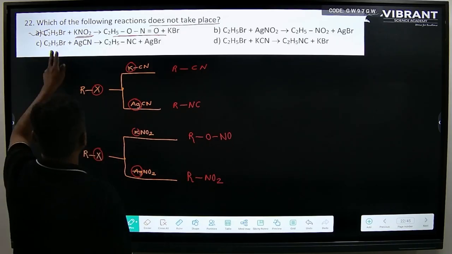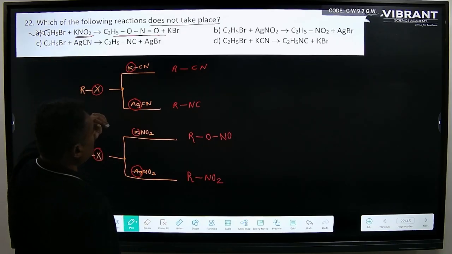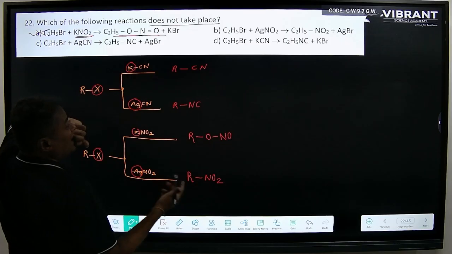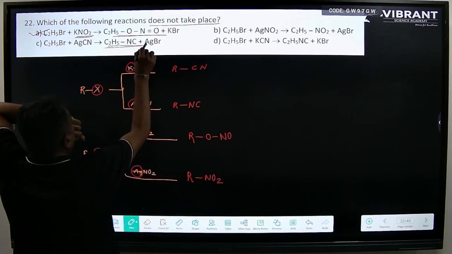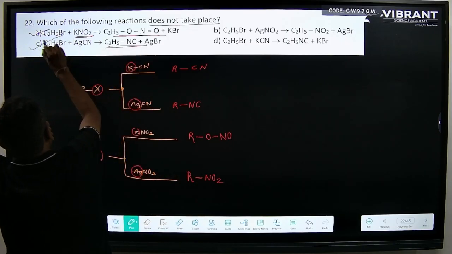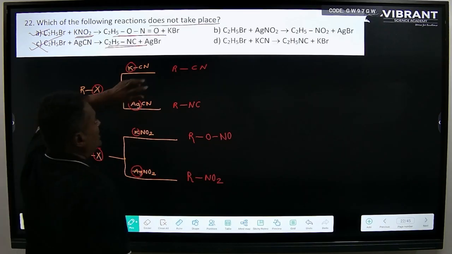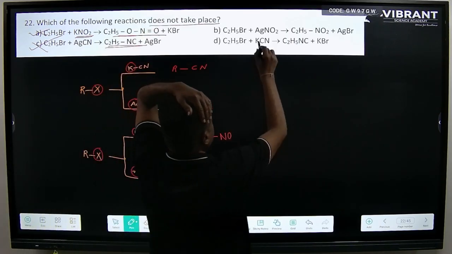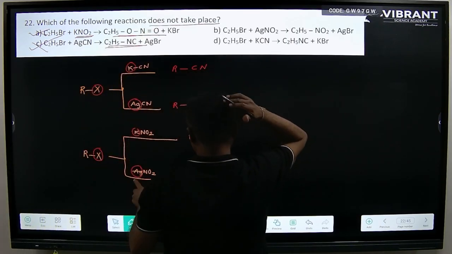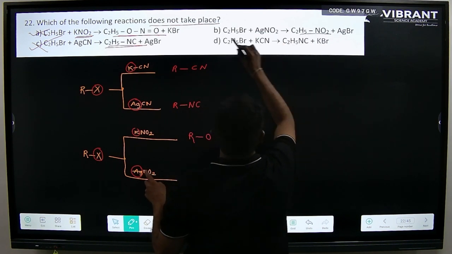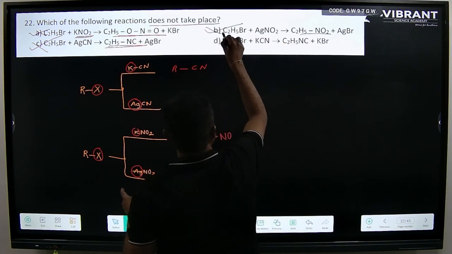Next, silver cyanide is given. Silver cyanide always gives isocyanide, and yes, it has given isocyanide. So, even this answer is correct, but this cannot be our option key answer, because we have to find out what does not. Now, silver nitrite is this one, it gives you nitro, yes, it is given correctly, but this cannot be the answer because we have to find the incorrect one.